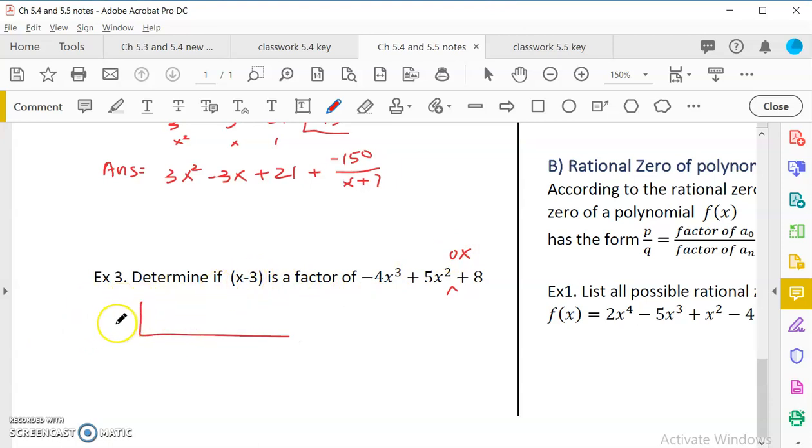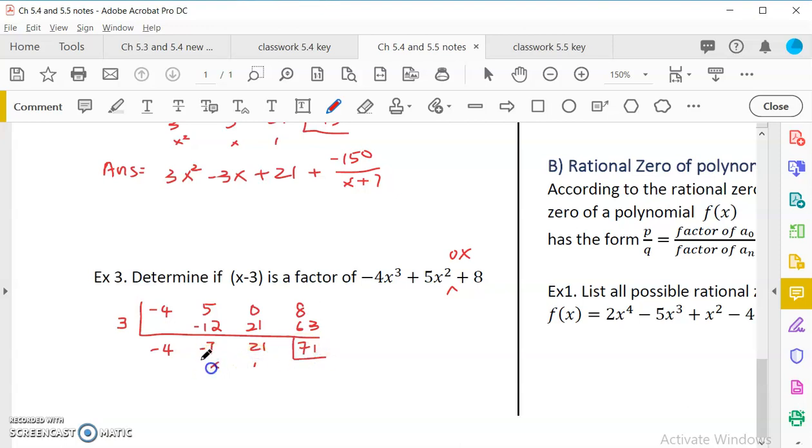Let's check if this is a factor. I write 3 outside, -4, 5, 0, 8. Bring down the -4. 3 times -4 is -12. Add them is -7. 3 times -7 is -21. Add them is -16. -16 times 3 is -48. Add them is -48... Add them is 71. And this is the remainder.